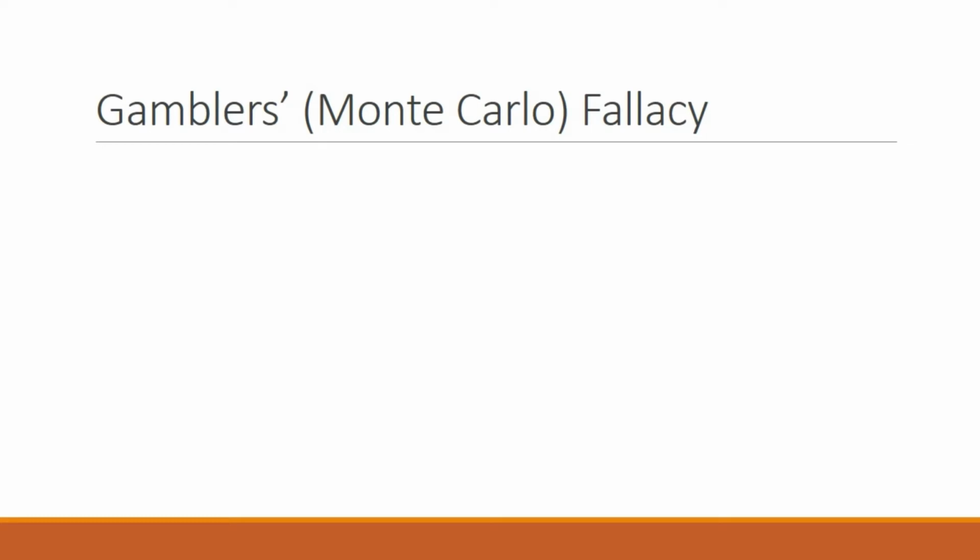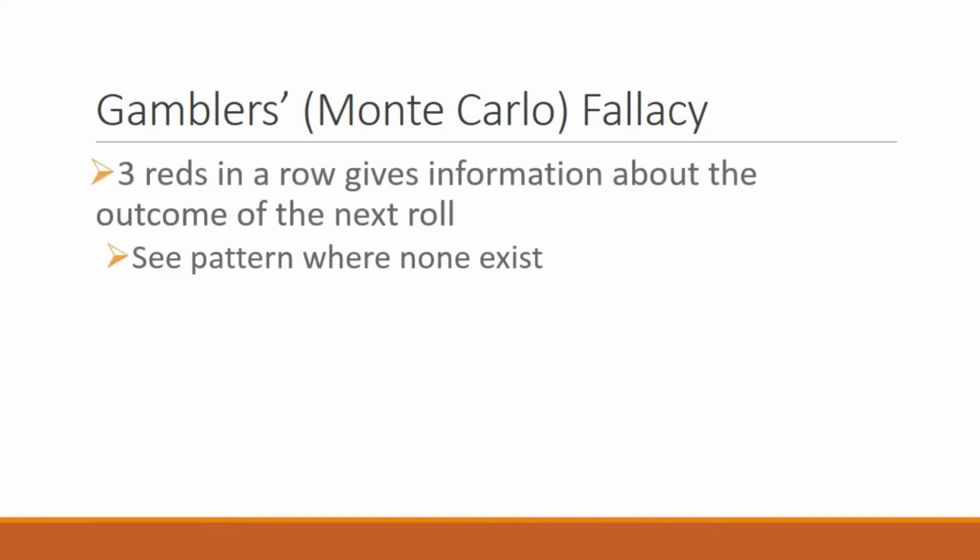Gambler's fallacy, also known as Monte Carlo fallacy, has important implications for many investors. As an example of gambler's fallacy, suppose you're playing roulette and 3 reds in a row show up.